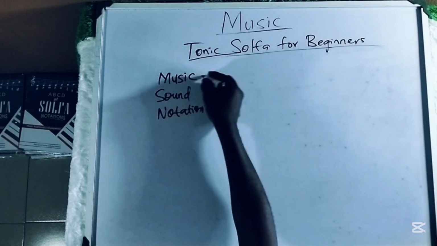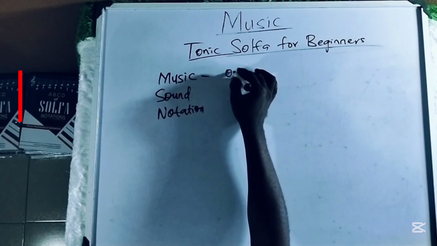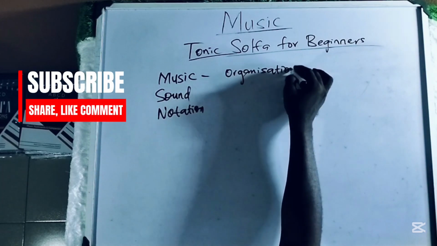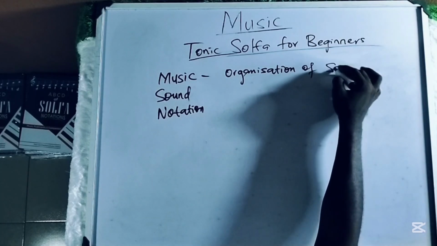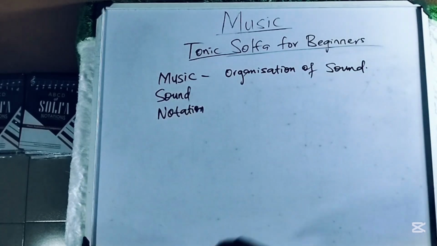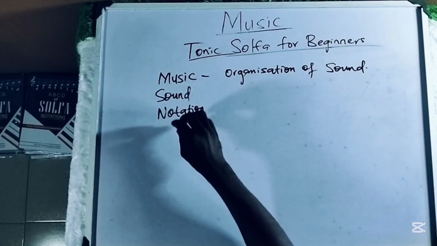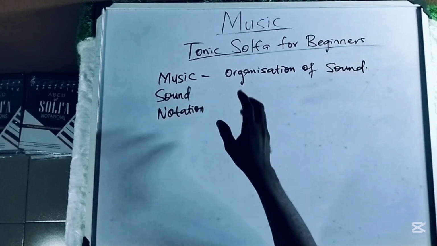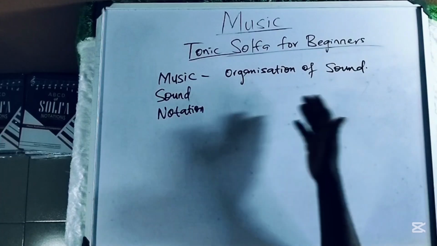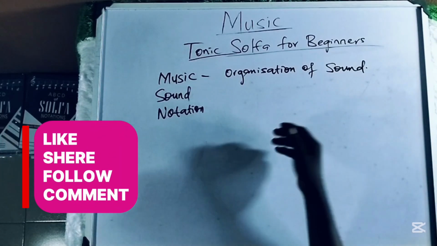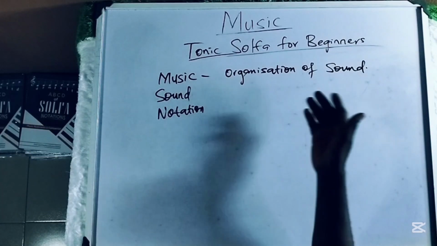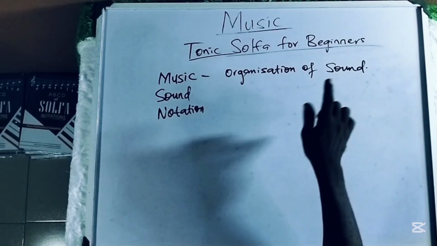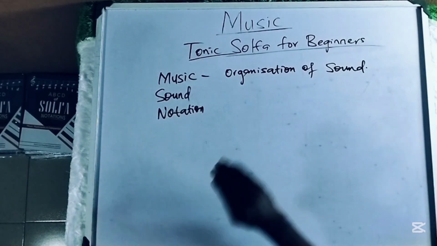Okay, first thing, quick one: music deals with the organization of sound. Everything about music is about sound. Without sound, there is no music. So if you want to define it in a broader way, music is the scientific study of sound. Whatever you are doing in music is the study of sound. That is the shortest definition.